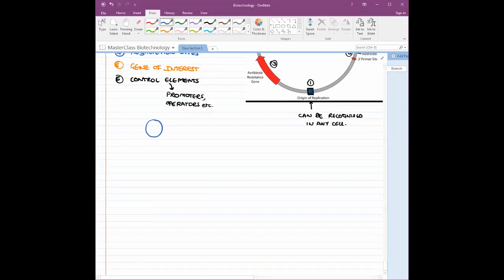So for example, guys, let's imagine we have this thing. We had said this was your antibiotic resistance gene. So let's say this is your ampicillin resistance gene. Ampicillin is basically one of the antibiotics. So guys, let's imagine you have taken this and you have put it into your E. coli. Let's imagine this entire gene goes into your E. coli.